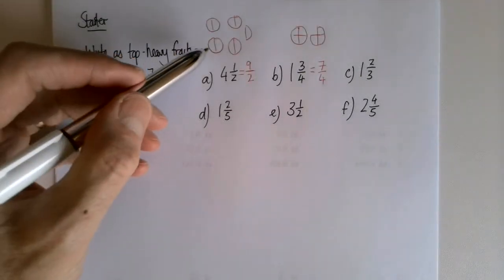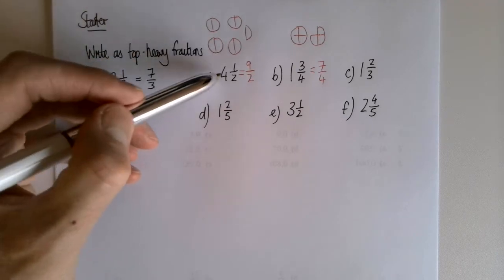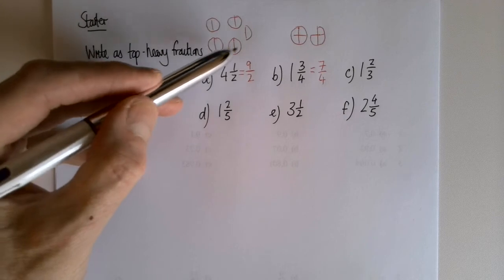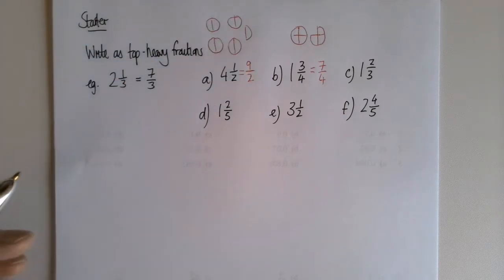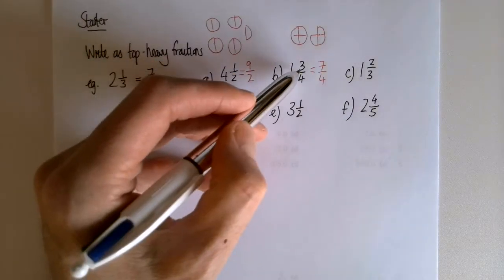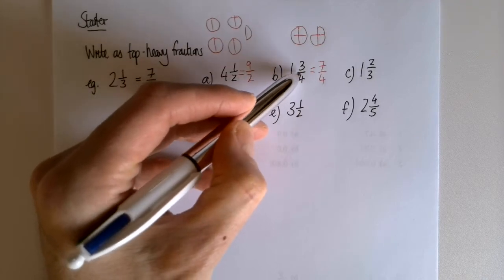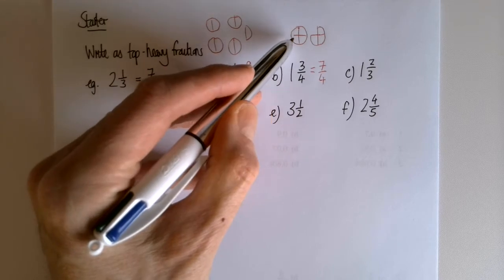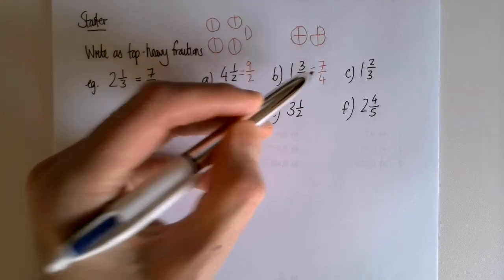Okay, so here's my very rubbishy little drawing. So 4½. So here's 4 whole cakes split into halves. So that's 1, 2, 3, 4, 5, 6, 7, 8 bits. Plus the extra half is 9 halves. 1 3/4. So it's the denominator here that tells us what fraction we're dealing with: quarters. So my 1 whole one I need to split into quarters. An extra 3/4 gives me 7/4.